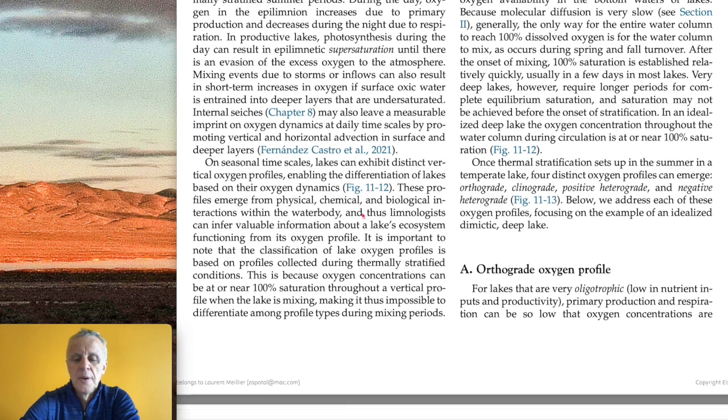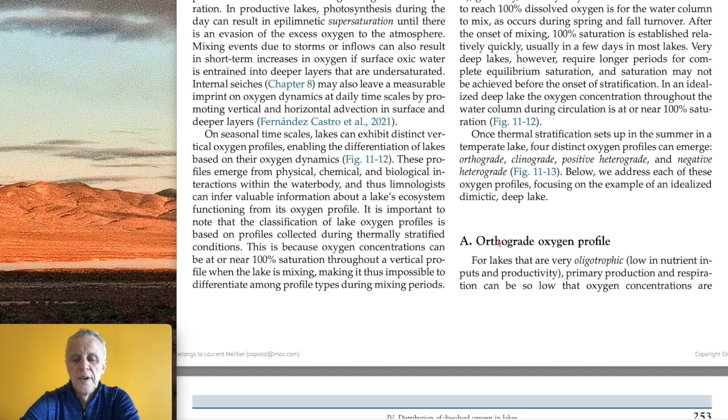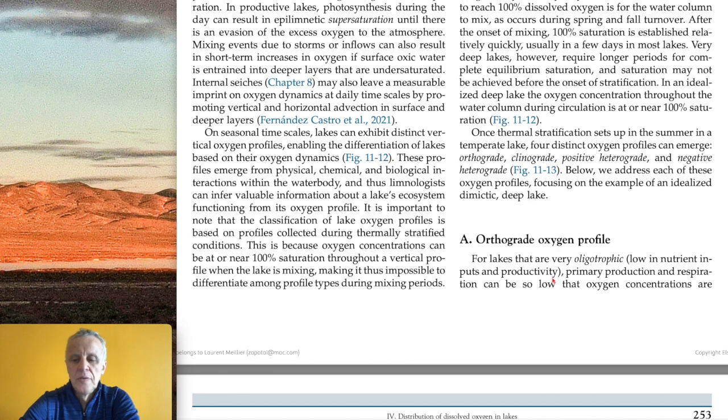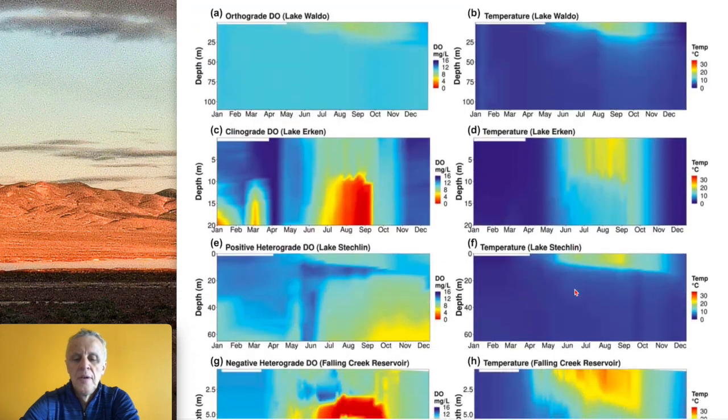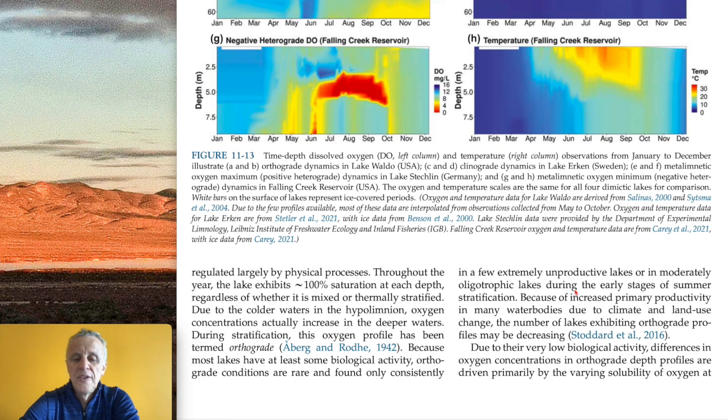This is subsection A, orthograde oxygen profile. For lakes that are very oligotrophic, primary production and respiration can be so low that oxygen concentrations are regulated largely by physical processes. Throughout the year, the lake exhibits approximately 100% saturation at each depth, regardless of whether it is mixed or thermally stratified. Due to the colder waters in the hypolimnion, oxygen concentration actually increases in the deep waters. During stratification, this oxygen profile has been termed orthograde because most lakes have at least some biological activity.